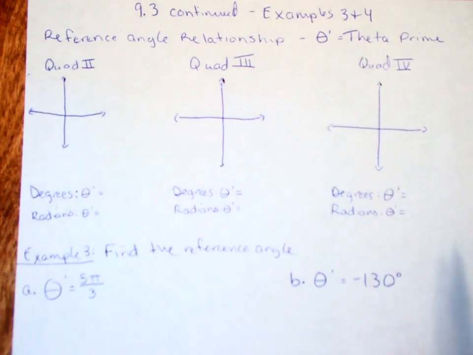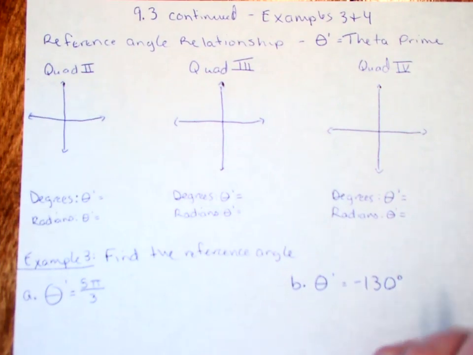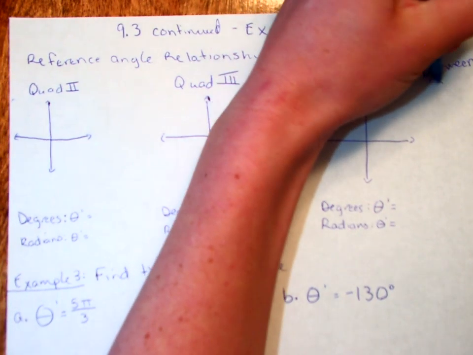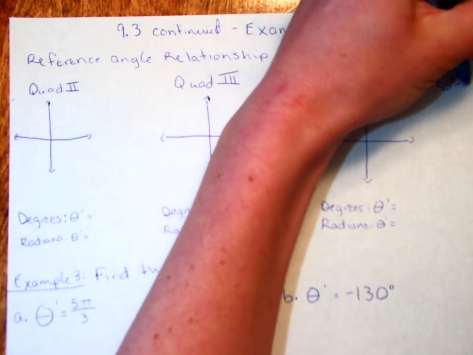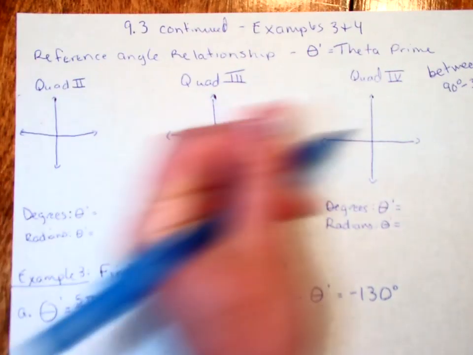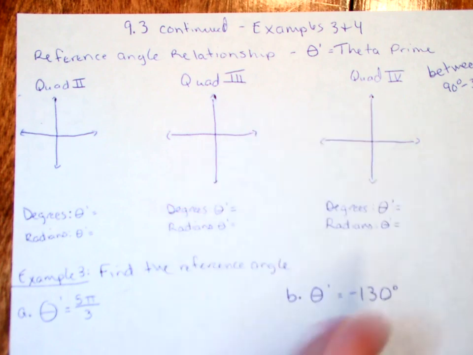So not quadrant 1. Basically it's saying it's between 90 degrees and 360 degrees. So quad 2, quad 3, and quad 4, not quad 1.